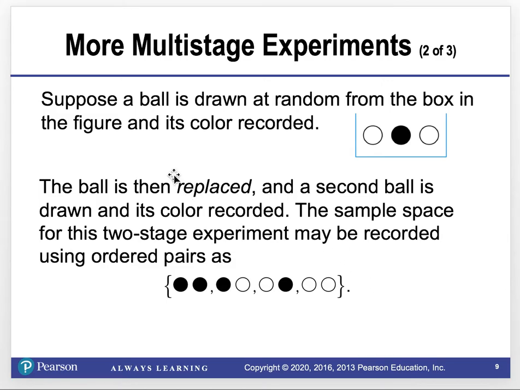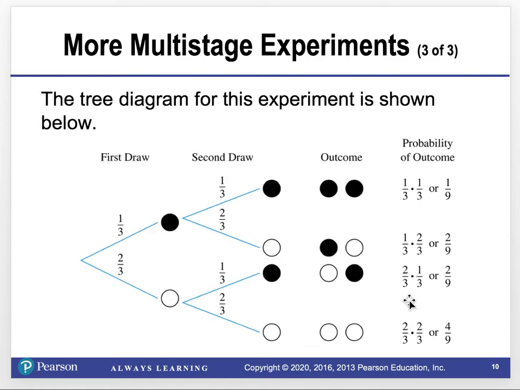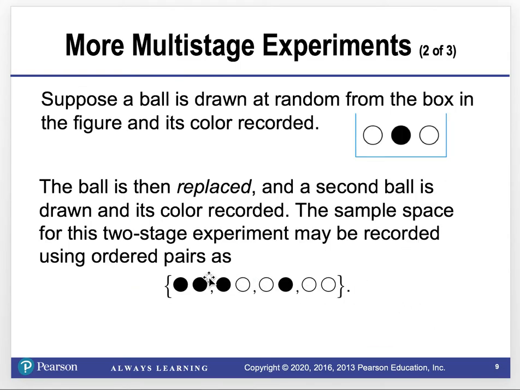And let's look at this experiment. Suppose a ball is drawn at random from the box in the figure and its color is recorded. The ball is then replaced and a second ball is drawn and its color recorded. The sample space for this 2-stage experiment can be recorded like this. You're either going to get 2 black balls, or you can get a black ball on your first draw and then a white ball, or a white and then a black, or they could have both been white. Okay, let me see if they're asking us a question on that. Yeah, okay. All right, so there's my sample space.